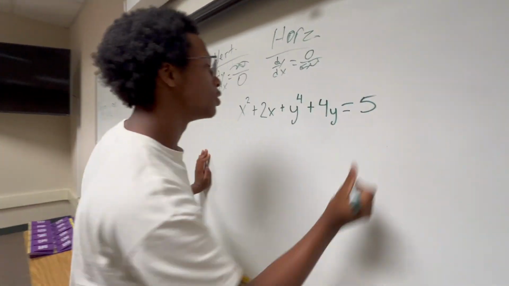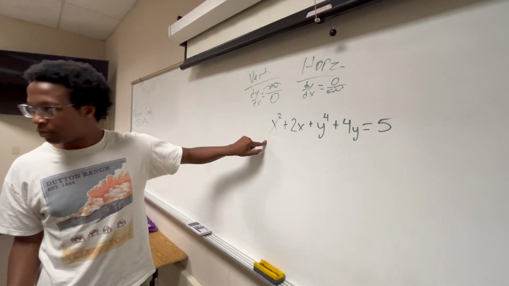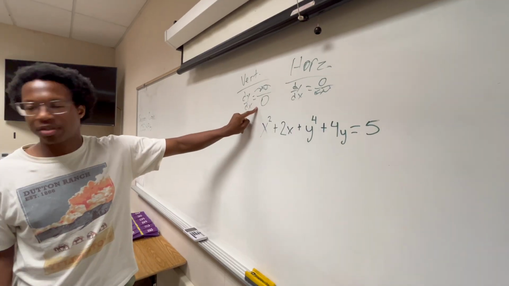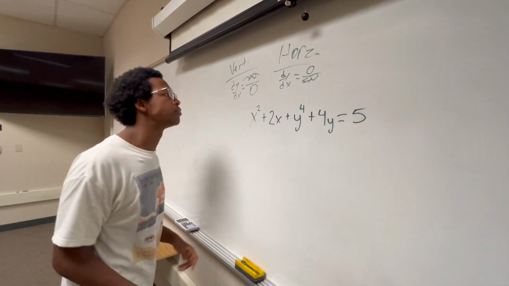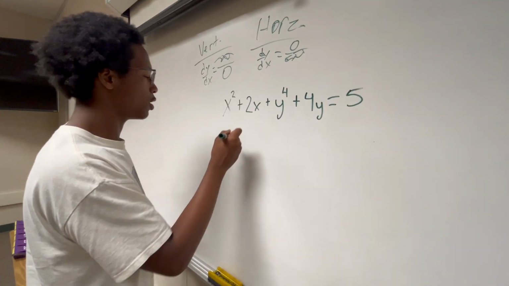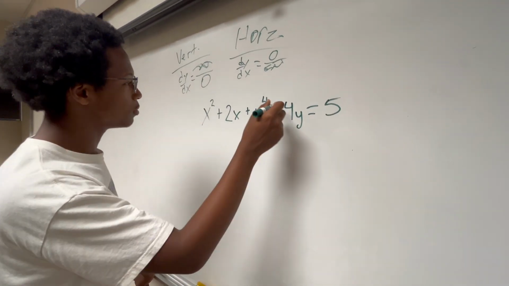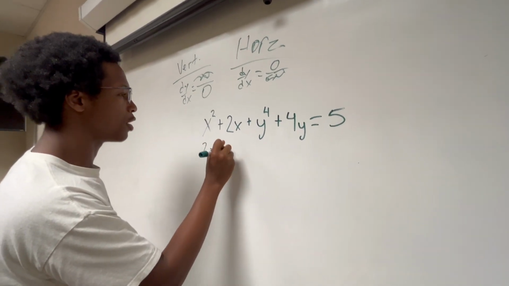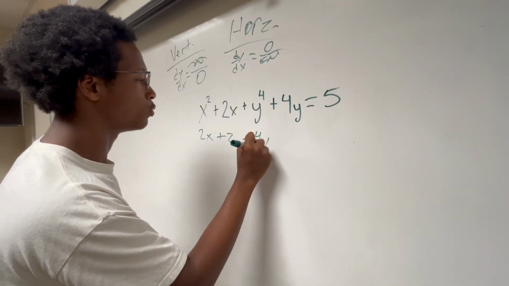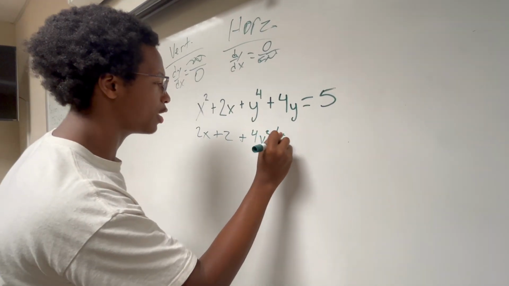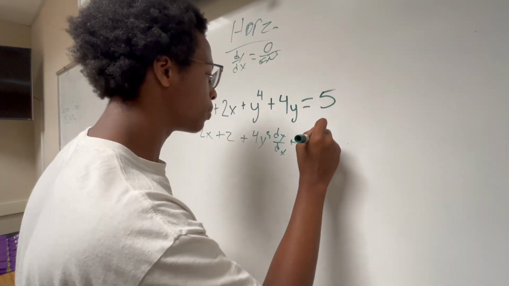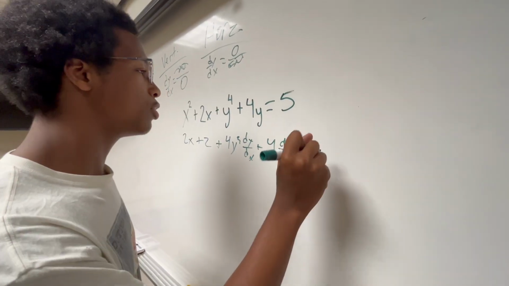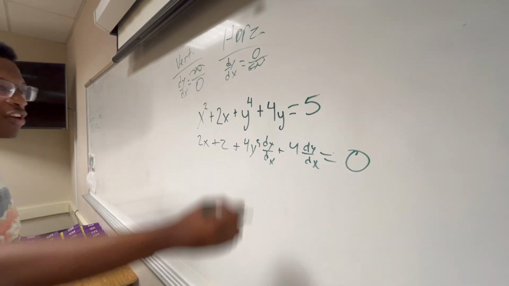Great. All right. So here's our equation, right? We're going to solve for vertical tangent, which, reminder, you need to make sure the denominator is equal to 0. So let's go. Honestly, I'm just going to find the derivative of this first. So 2x plus 2 plus 4y cubed dy over dx plus 4 dy dx is equal to 0, because the derivative of 5 is 0.